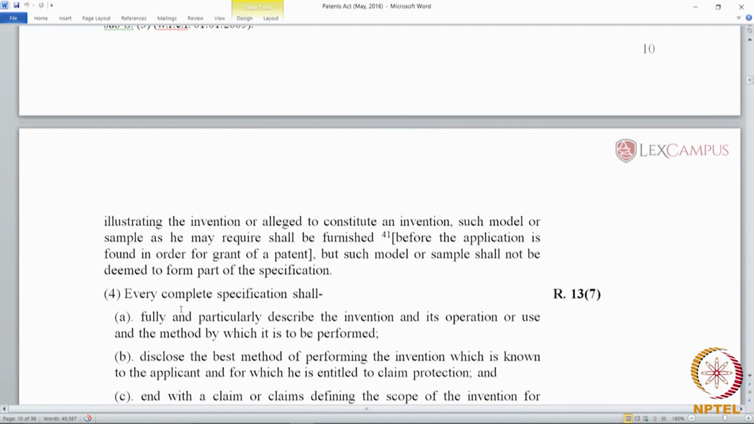A model or a sample is not insisted upon by the controller in all cases, but in some specific cases. For instance, if the applicant claims to have invented a machine that is capable of perpetual motion, the controller can insist on a working sample. So, the working sample or a miniature model would show whether the invention is capable of achieving what the inventor claims.